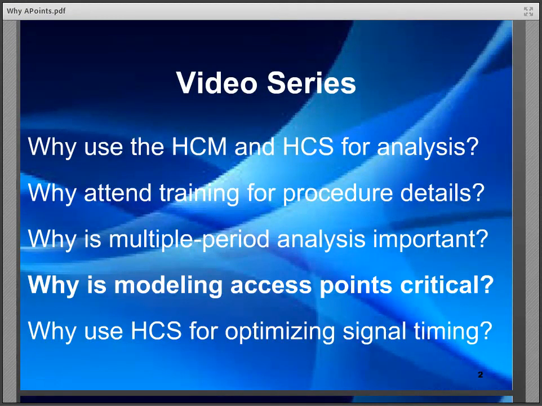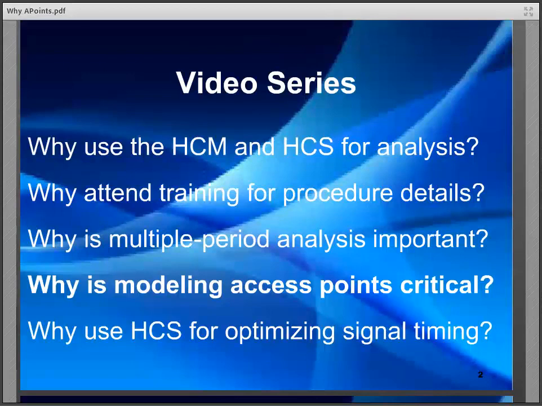This is the fourth in a series where we've talked about some reasons behind choosing the HCM and HCS for your analysis, digging into the details to understand how to do the best analysis possible by attending training, how important multiple period analysis is to congested signals, and how to get the correct answer in those analyses. And we've also done one about optimizing signal timing.